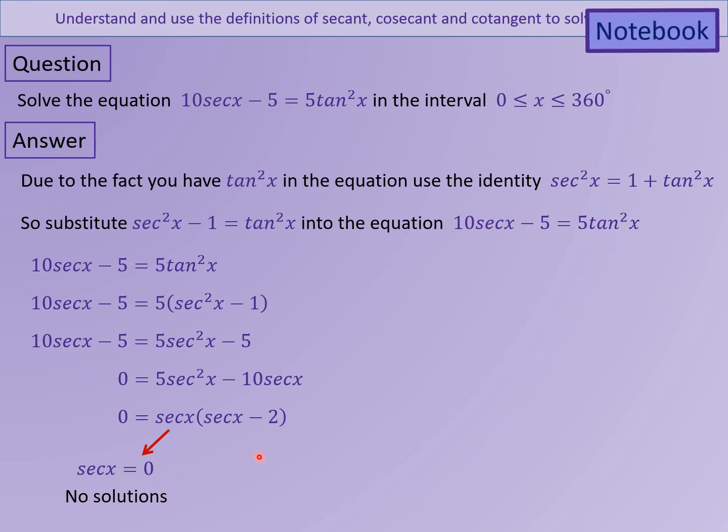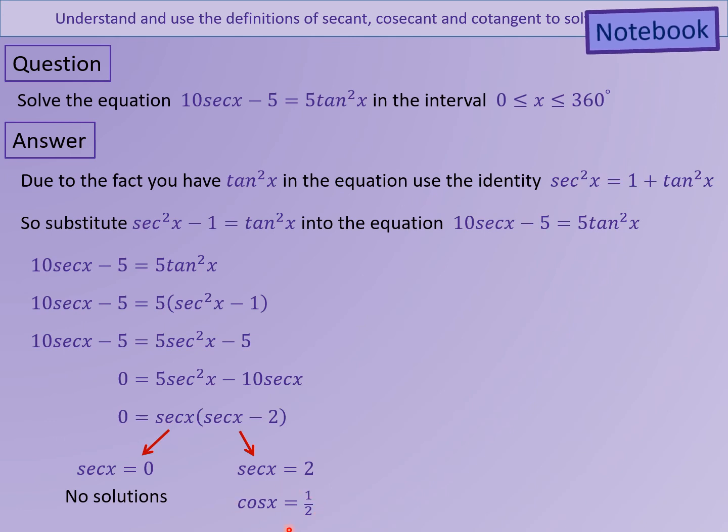Sec x equaling 2 does have some solutions, because I can rewrite that as 1 over cos equals 2, and then I can rewrite that to get cos equals a half. Notice I've just done the reciprocal of it. So the reciprocal of that and the reciprocal of that means that sec can go to cos. If you want to convert sec to cos, you just take the reciprocal of the other side.